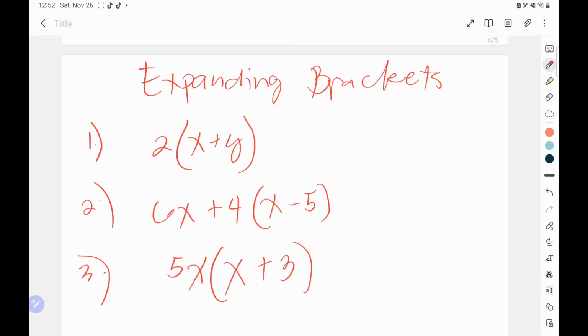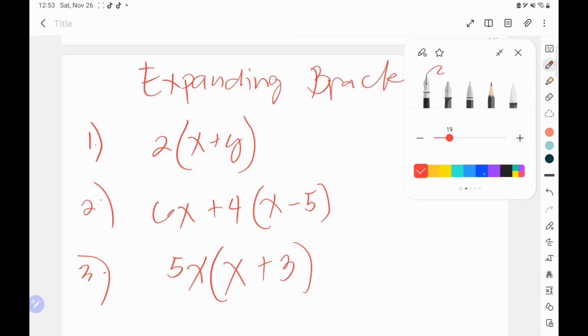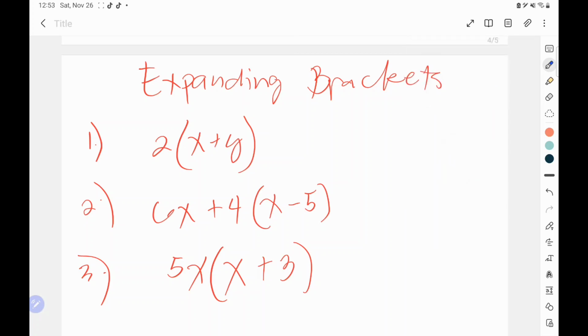All right, let's try to expand the following brackets here. What we're gonna do here is what we call distribution. All right, to expand the bracket, we have to distribute each of the variables being multiplied. For example, 2 times the quantity of x plus y, all we have to do is distribute it. 2 times x and 2 times y, which is equal to 2x plus 2y. 2 times x is 2x, 2 times y is 2y.